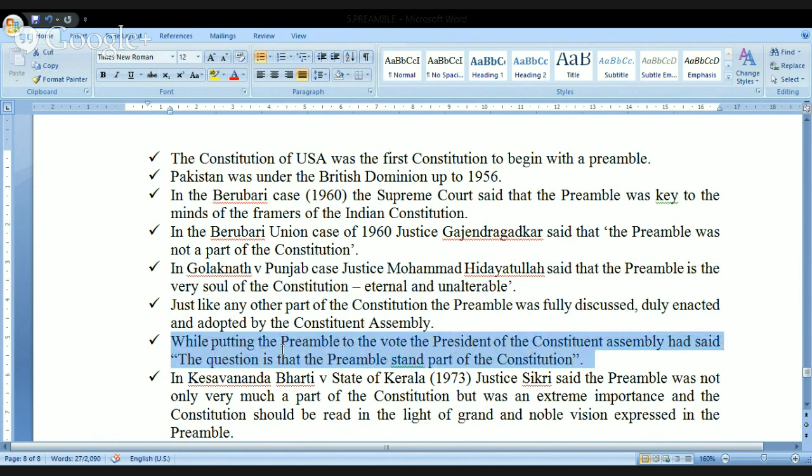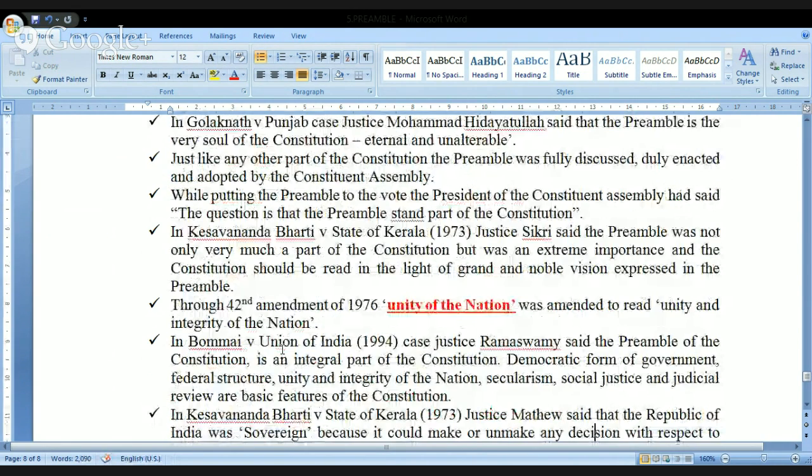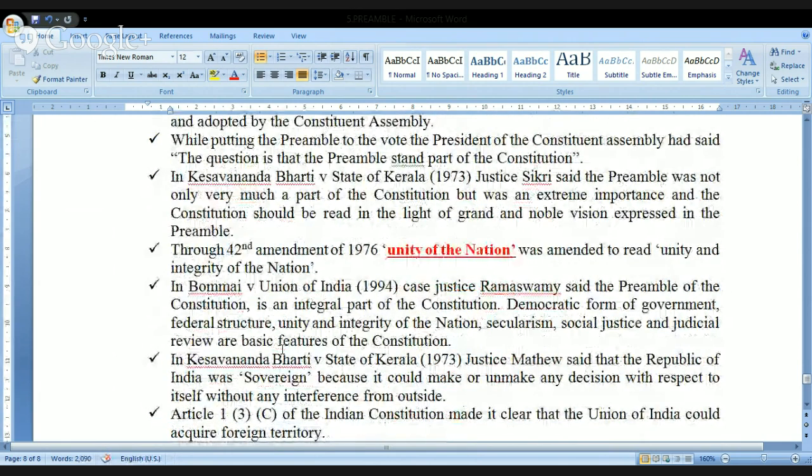While putting the preamble to the vote, the President of the Constituent Assembly said that the question is whether the preamble stands part of the Constitution. Right? Dr. Rajendra Prasad said that it is a part of the Constitution. Look at this. Next one.